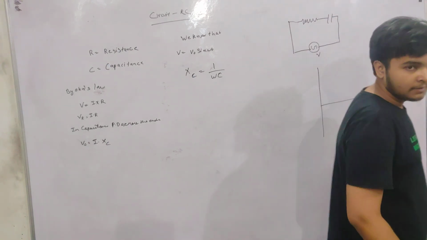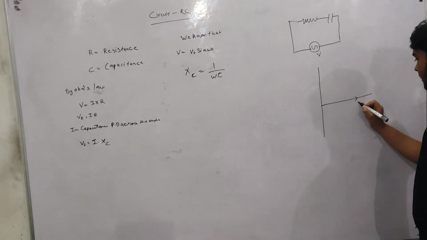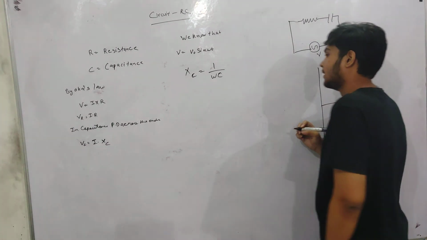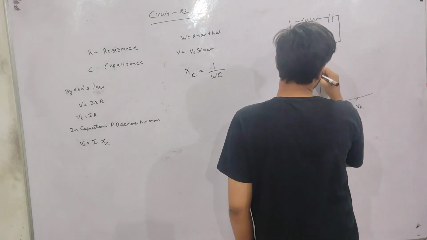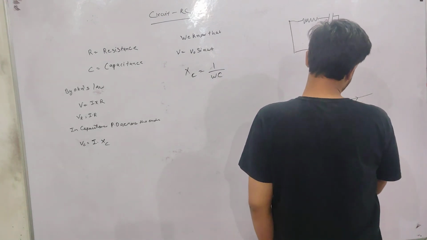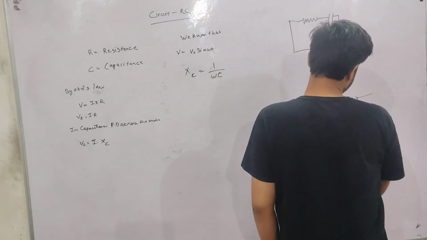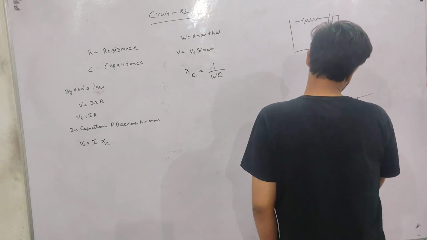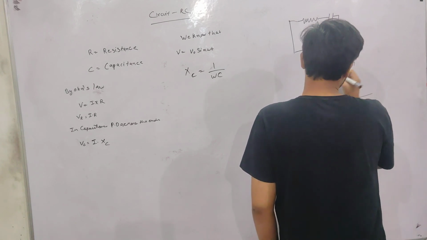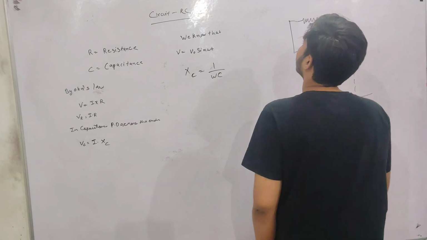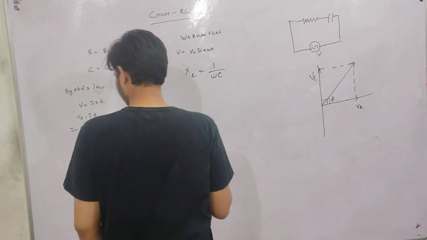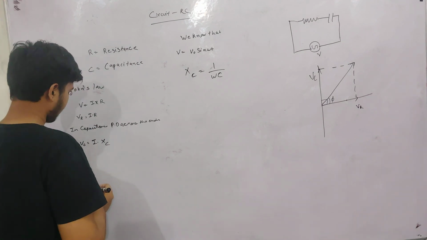By the phasor diagram we know that current and voltage in the resistance flow in the same direction, VR, and in the capacitance it will flow in this direction, VC. Voltage will lag behind the current, so the direction of current I is the same for both of them. The resultant voltage is at 90 degrees, phi. Here we will draw I into XC. VC equals I into XC.